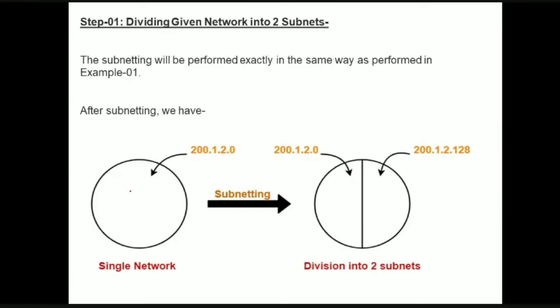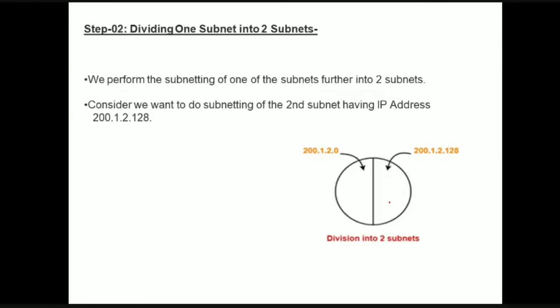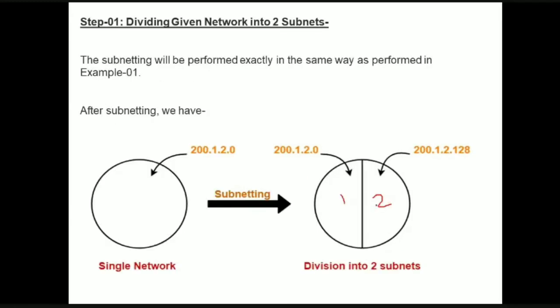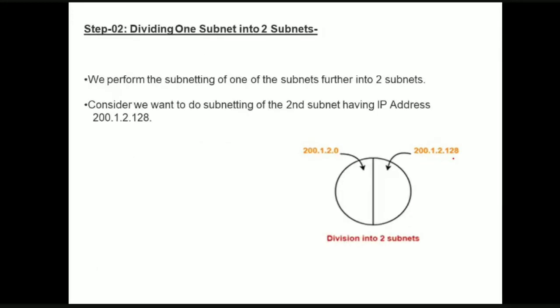If you see in this example on the left side, we have a big single network. Now, in step 1, what did we do? We divided the single big network into subnet 1 and subnet 2. And later, what did we do? This is the first subnet, 200.1.2.0. The second subnet is 200.1.2.128. Now, here again, we are going to divide this second subnet. This is the first subnet, this is the second subnet. Now, we again divide this second subnet into 2 parts.